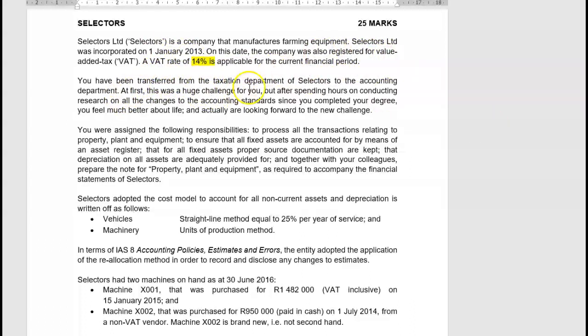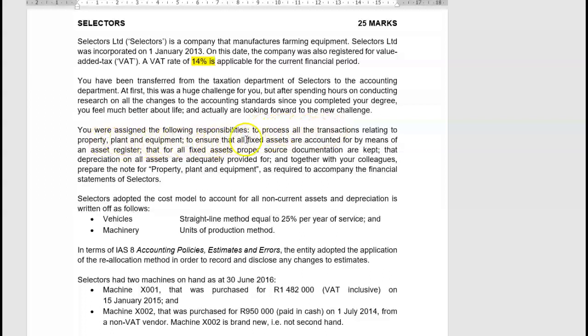You have been transferred from the taxation department at Selectors to the accounting department. At first, this was a huge challenge for you, but after spending hours conducting research on all the changes to the accounting standards since you completed your degree, you feel much better about life and actually are looking forward to the new challenge.